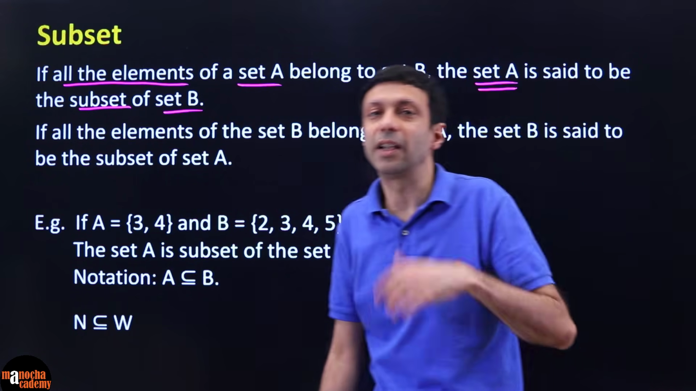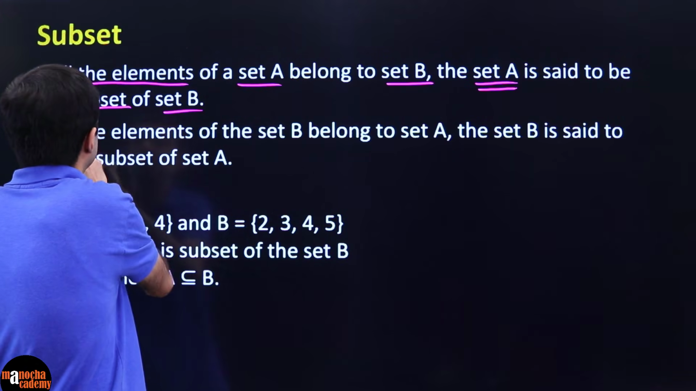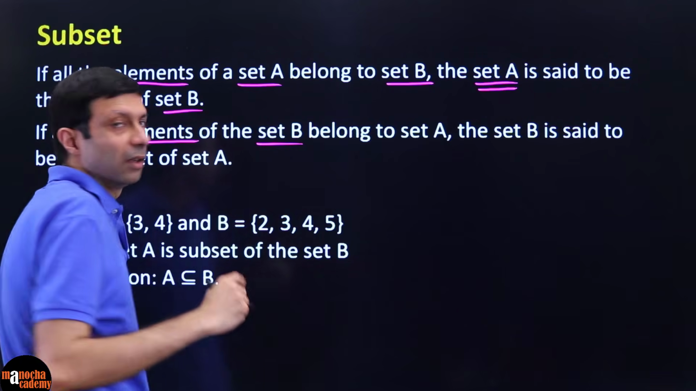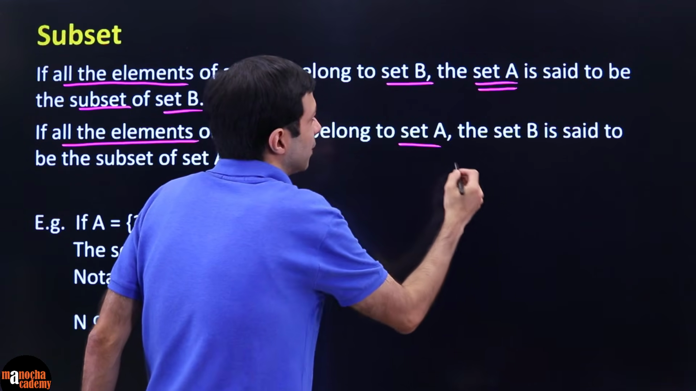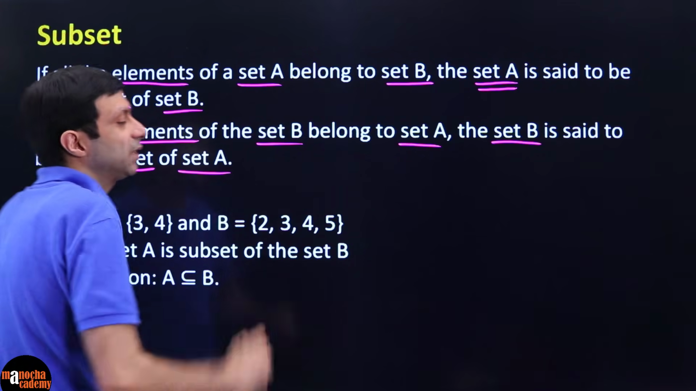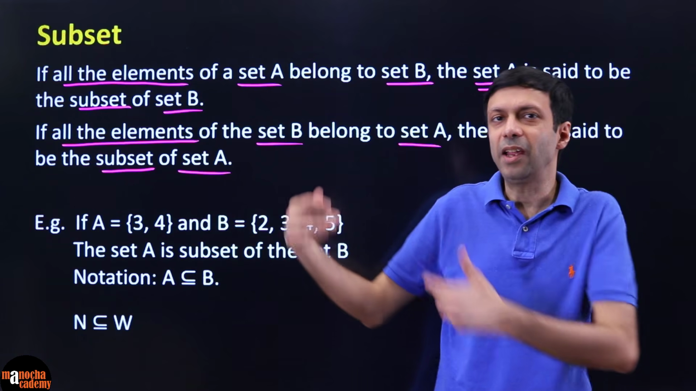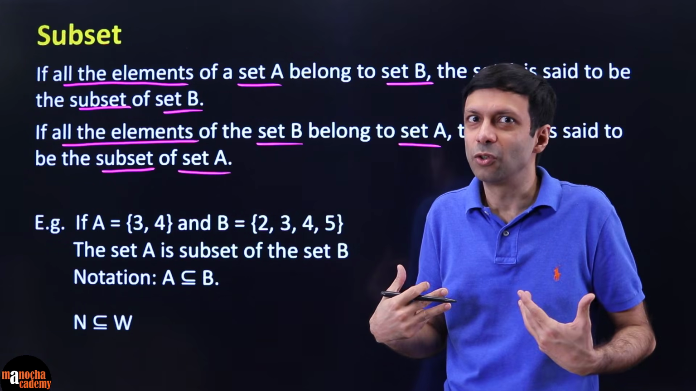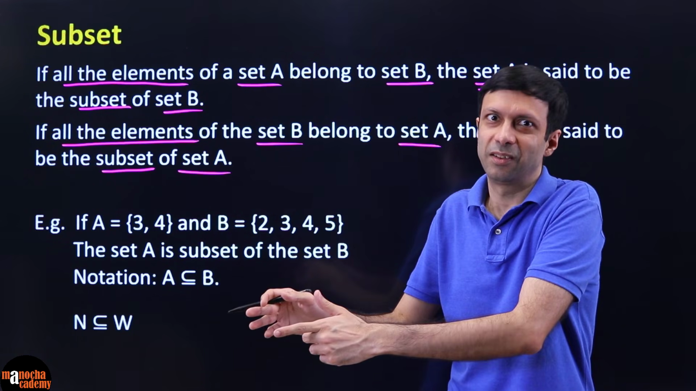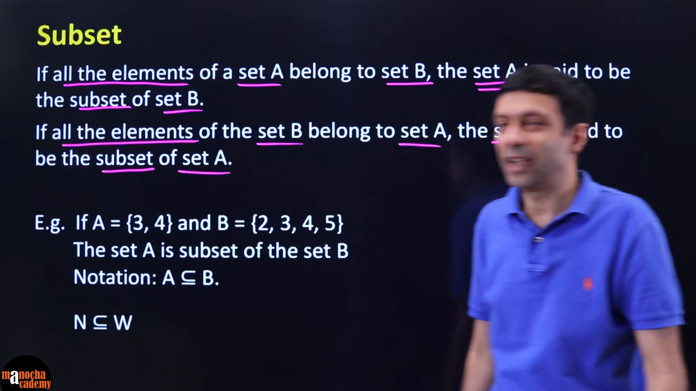Same way here, it can be the opposite also. If all the elements of set B, so everything which is there in B, are also present in A, then we can say set B is said to be the subset of set A. So then A tells B, hey, everything you have, I also have. So you are my subset. He'd say, okay, fine, I'm your subset, right? So that is the whole idea.